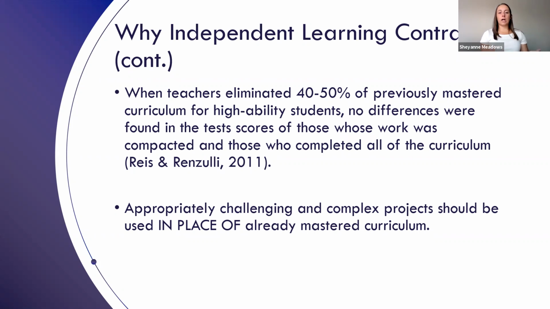So what we want to do when we're compacting is use an appropriately challenging project that goes in place of already mastered curriculum. We don't want to give them all of these assignments for the already mastered curriculum and then an additional assignment on top of that. It would be in place of the mastered curriculum. For example, if the students in class are working on adding and subtracting and we know that our high ability learner has already mastered that, instead of the addition and subtraction worksheet, they would be allowed to work on their independent learning contract because they've already shown that they have mastered that standard.